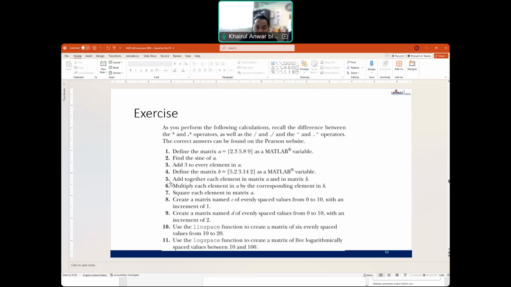Define B, add together each element in matrix A and matrix B. So A plus B. Multiply each element within A by the corresponding element in B. That one is dot multiplication. Square each element in A. That one is dot exponentiation. Create a matrix named C of evenly spaced values from 0 to 10 with an increment of 1, you can use the colon.